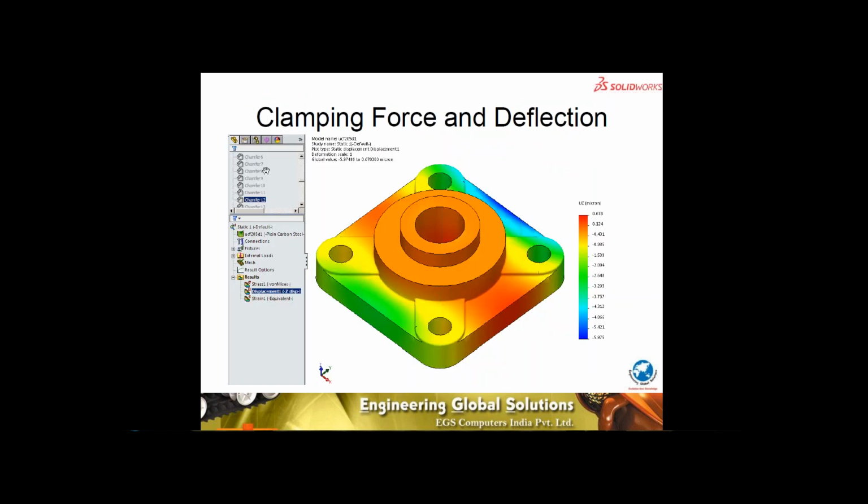Now, the clamping force and the deflection calculations are required, especially when we are doing machining. Let us say we need a flatness tolerance on a surface and it's an aluminum part. The flatness is, let us say, 10 microns, required for fit, form and function, let us say leakage.